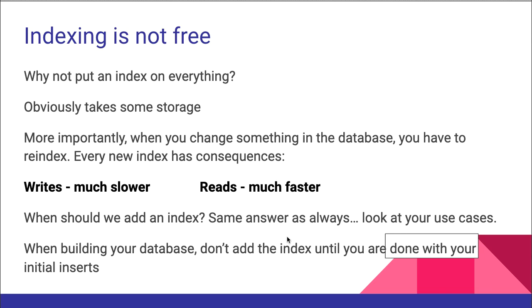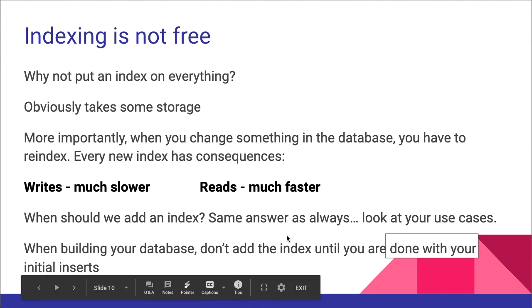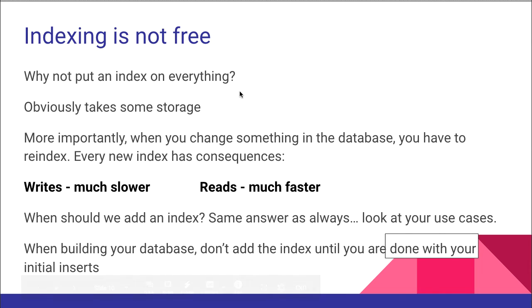So as they mentioned in the video, indexing is not free. So why don't we just put an index on hair color and first name and income and zip code and everything you can possibly think of? Well, because it takes a little bit of storage for every one, but more importantly, every time you make a change to the database, you have to update your indexes, right?